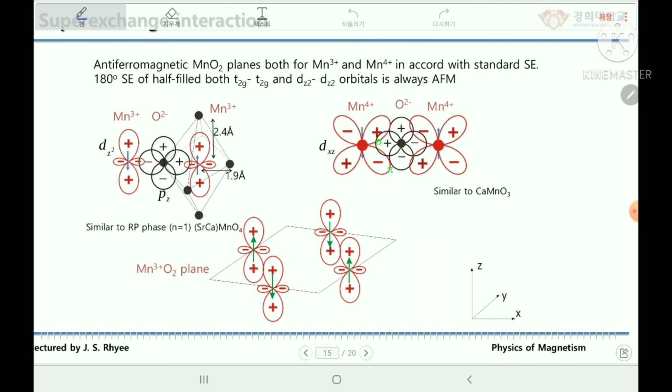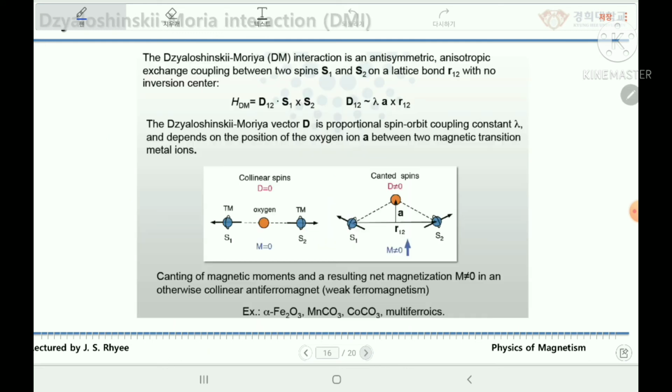Here, this is illustrative for the ferromagnetic manganese oxide planes, with manganese 3+ and manganese 3+ mediated by the oxygen. In this case, manganese 4+ and manganese 4+ is mediated by the oxygen 2-. And the interaction between the d orbitals and p orbitals is well described for the ferromagnetic interaction in the manganite case.